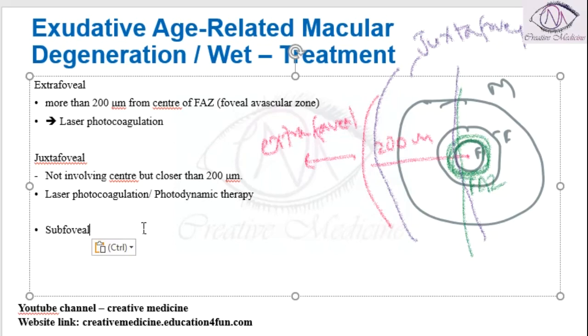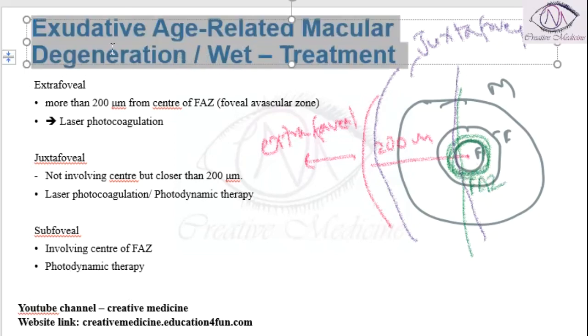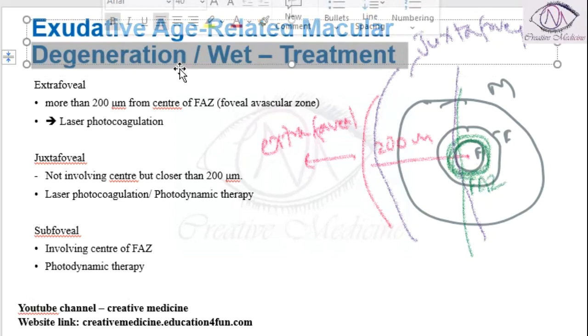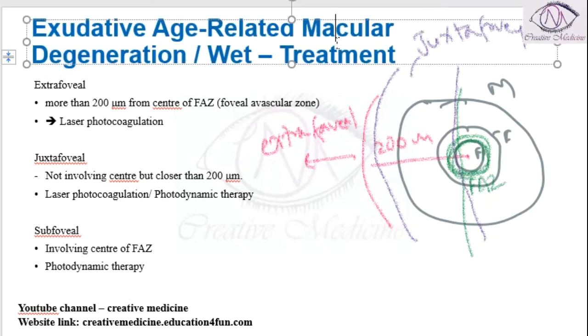If the age-related macular degeneration is in the subfoveal region, which is involving the foveal avascular zone, in such cases photodynamic therapy is needed. So this is actually involving the center of the foveal avascular zone. So this is age-related macular degeneration.